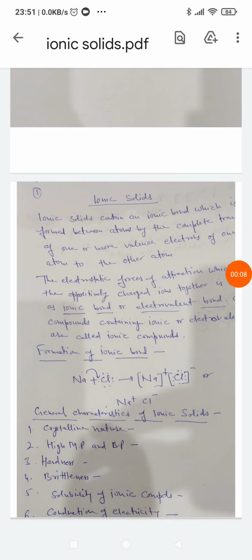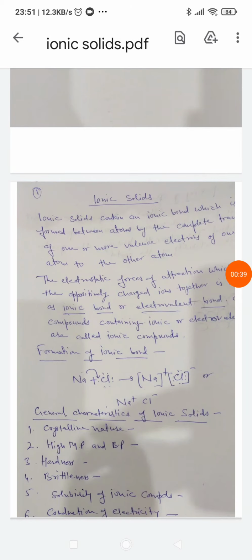Ionic solids contain an ionic bond, which is formed between atoms by the complete transfer of one or more valence electrons of one atom to the other atom. Therefore, in this type of bonding, one atom completes its octet and acquires noble gas configuration by losing electrons and the other by gaining electrons.